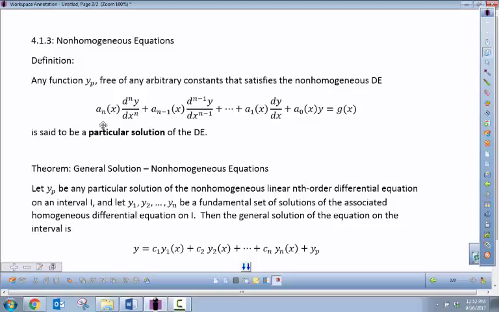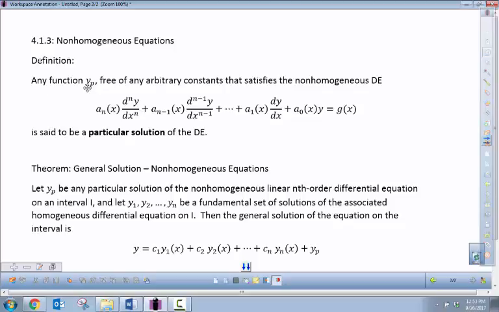So here we have a non-homogeneous linear nth order differential equation, and they're saying that y sub p is a function that satisfies this. The vocabulary that we will be using is that y sub p is a particular solution. So in our conversations we'll be saying, oh, we need to find a particular solution. That just means a function that would satisfy this non-homogeneous differential equation.